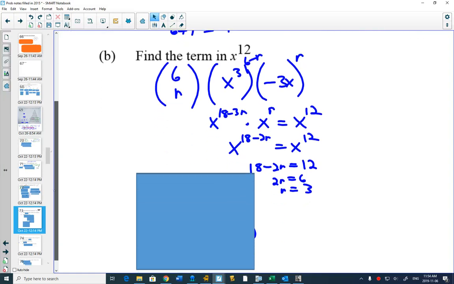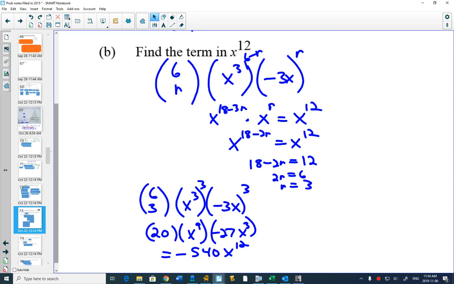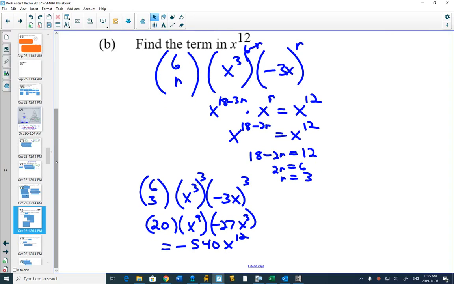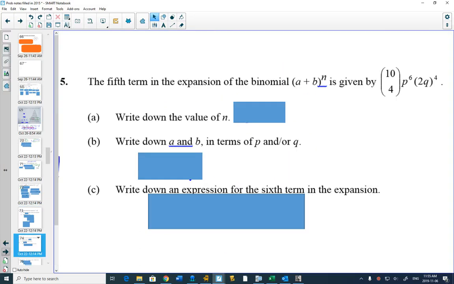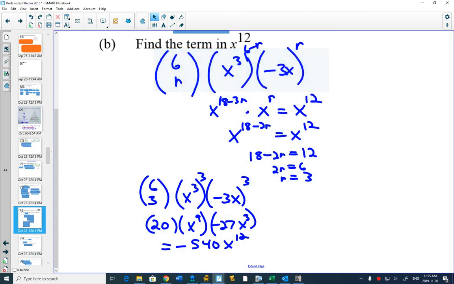So if r is 3, we can now go back to our formula, plug in everything, and find the actual term. That's 18 minus 18 minus 2r, because this negative 3r plus r would give me negative 2r. Yes. I can go back. I went so fast because I want to get to the harder questions.